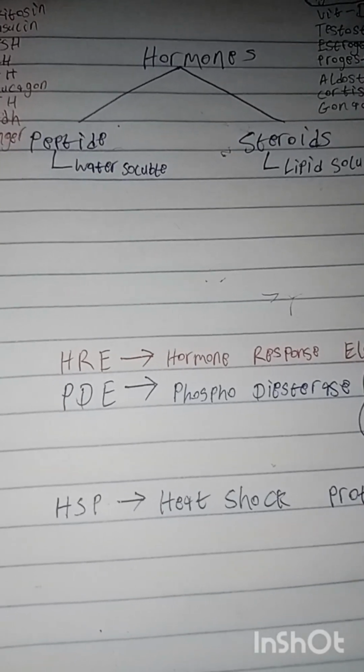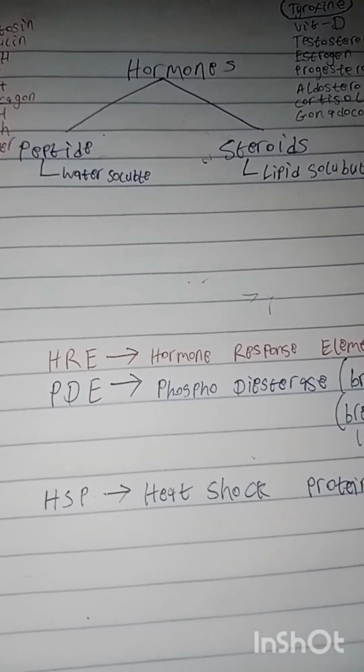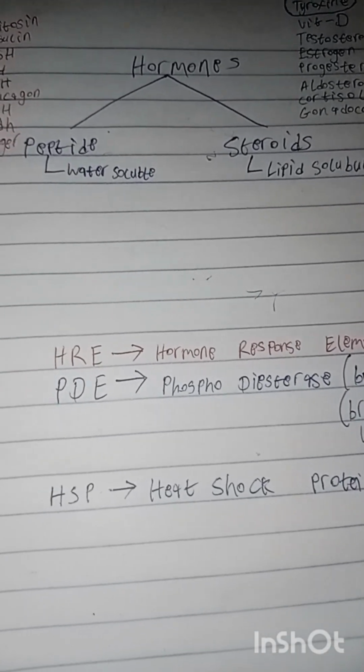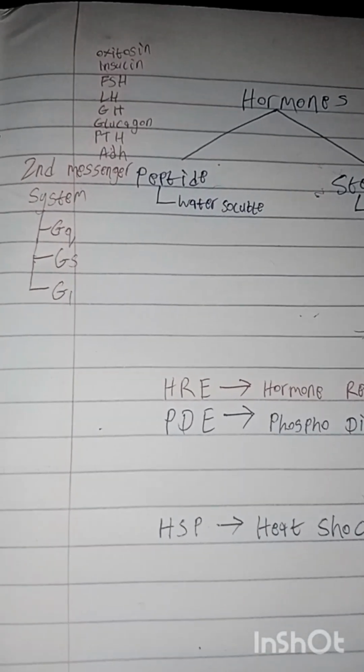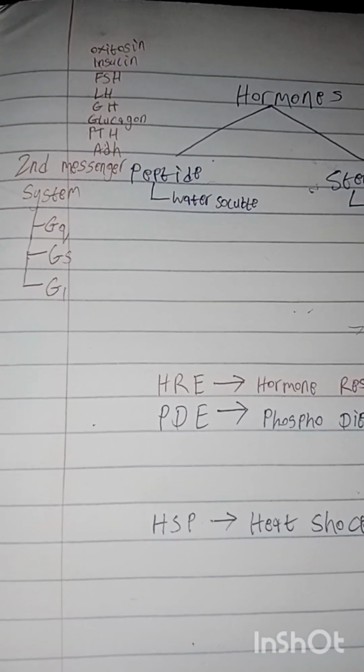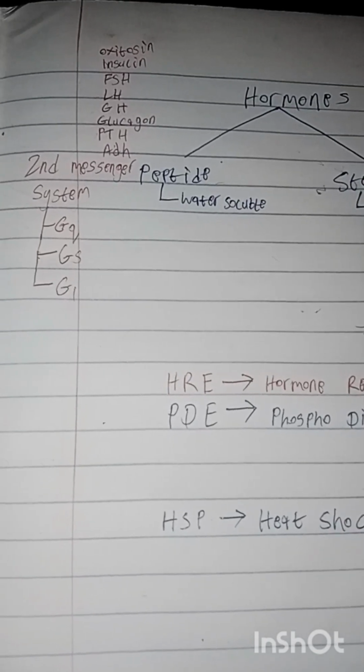In today's video, we're looking at hormones and their receptor pathways. Now, basically, we have two types of hormones. We have the peptide hormone and the steroid hormone. The peptide hormones are water soluble. For example, you have your oxytocin, insulin, follicle stimulating hormone, the LH, growth hormone, glucagon, PTH, and ADH.